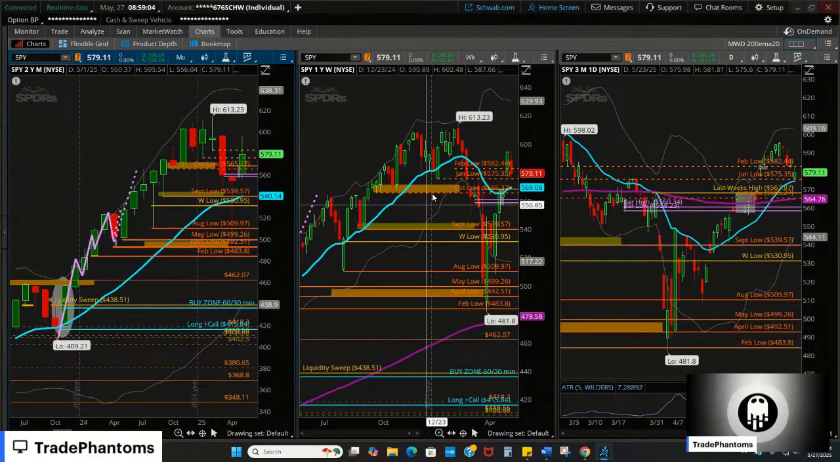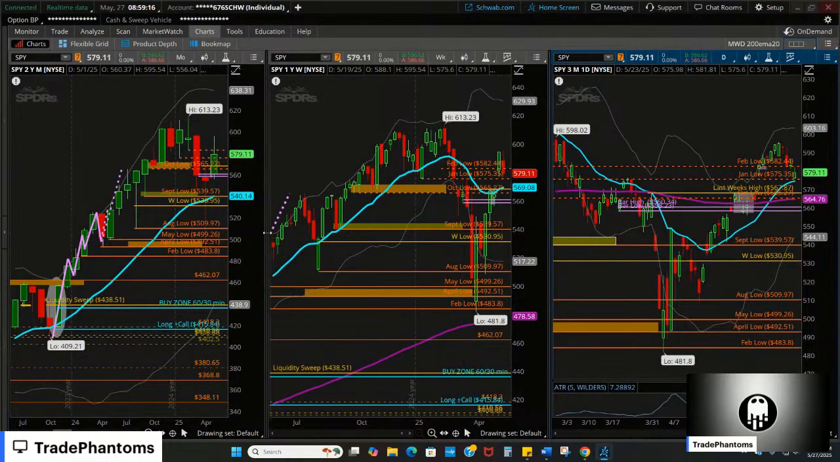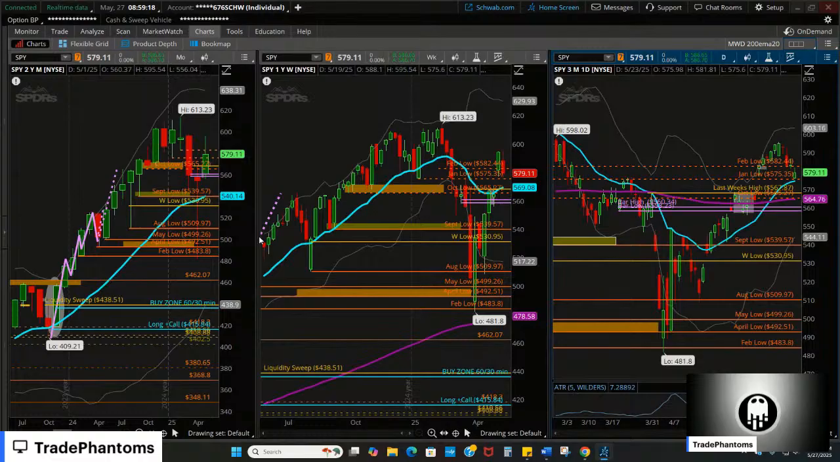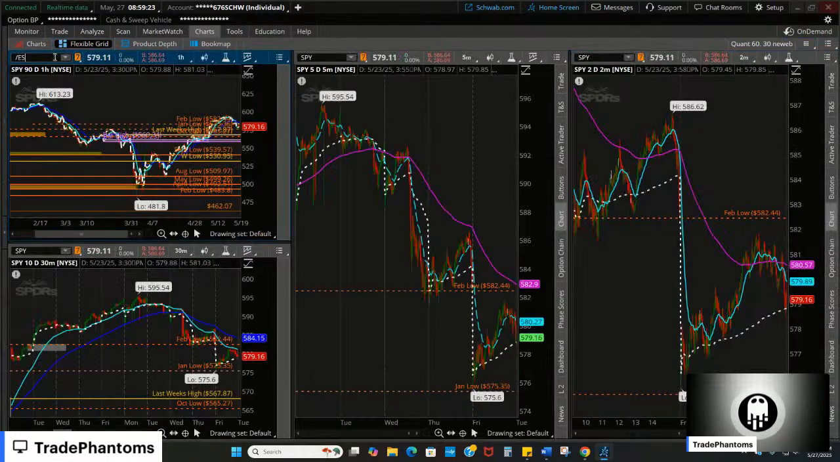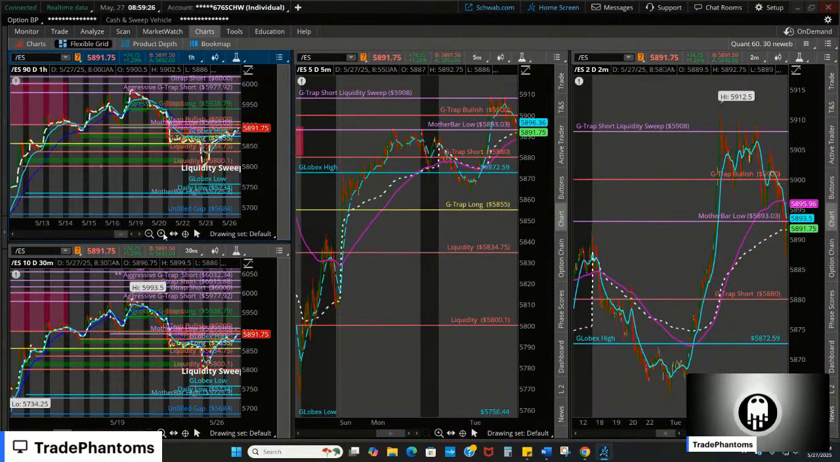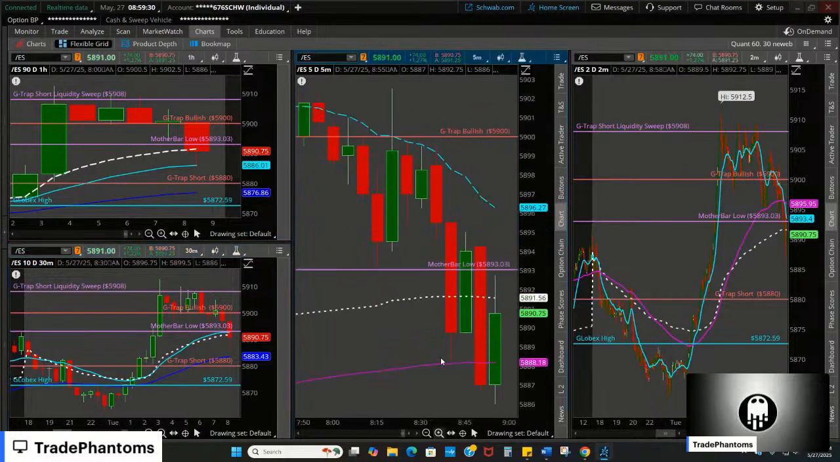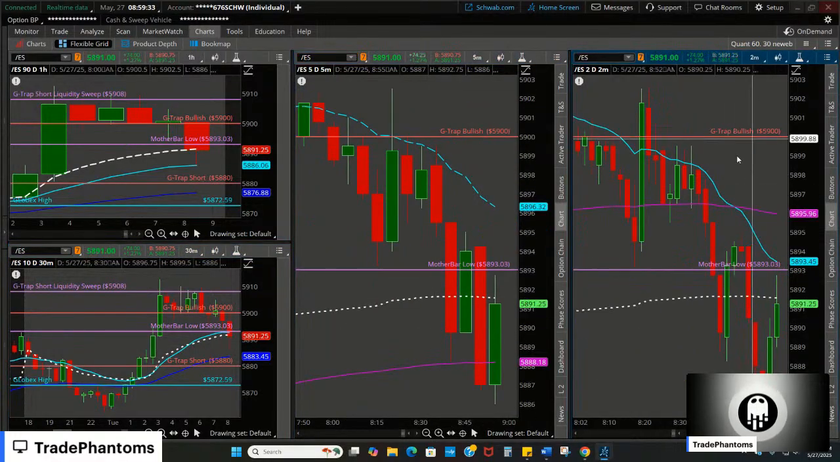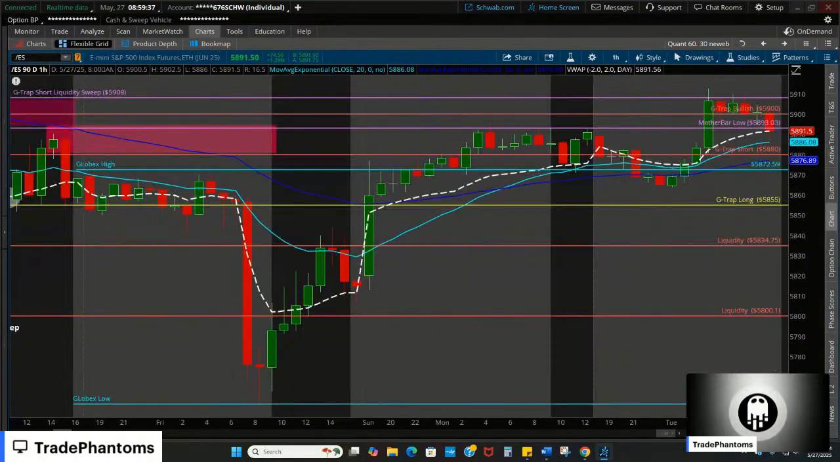So we got the monthly here, weekly here, daily here, just to give some folks the lay of the land. Let's see, 60-minute time frame upper left, 30-minute time frame bottom left, 5-minute here, followed by the 2-minute time frame here, multiple time frame analysis. Pop open the 60-minute time frame.